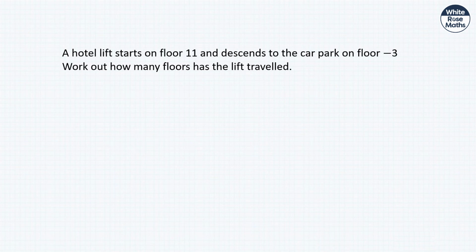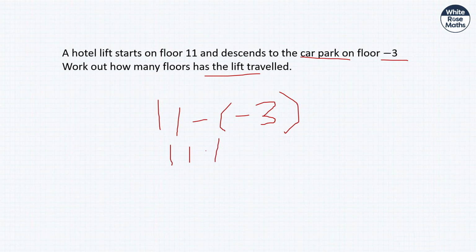This next one, a hotel lift starts on floor 11 and descends to the car park on floor -3. Work out how many floors the lift has travelled. So 11 subtract -3. 11 add 3. So 11 add 3 is going to be 14. So it's travelled 14 floors.